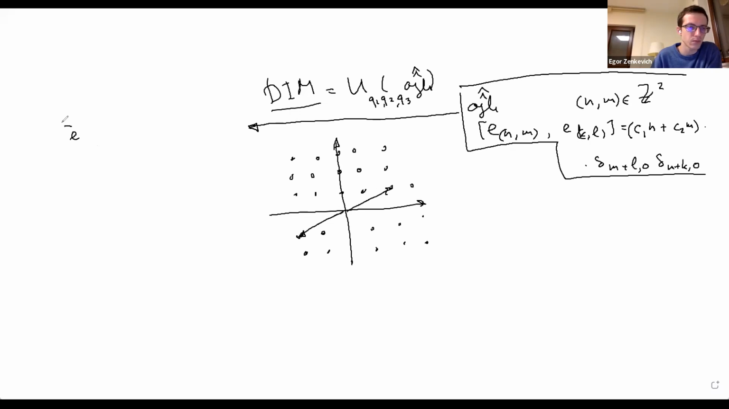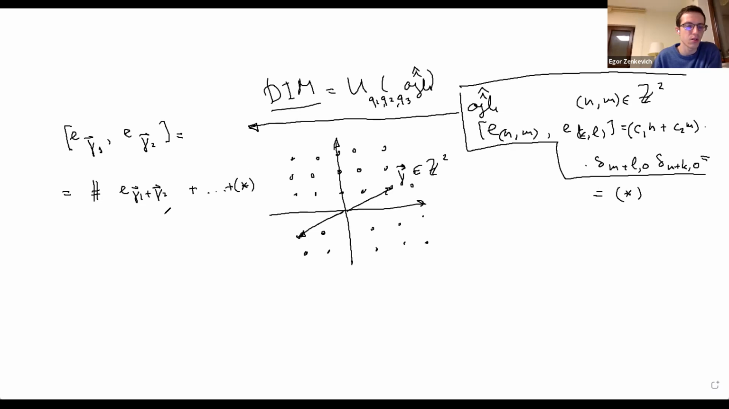Well, let me go to some abbreviation. I will call gamma a vector of a lattice, so gamma belongs to Z^2. And E_gamma1, E_gamma2. It used to be like this, but now it will contain an extra piece. So this is going to be some coefficient times E_{gamma1 plus gamma2}, and not only this, plus what it used to be. Let me call this right-hand side a star, plus something. Let me talk about it a bit later.